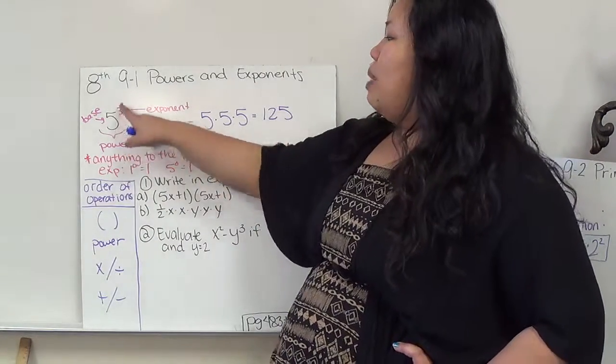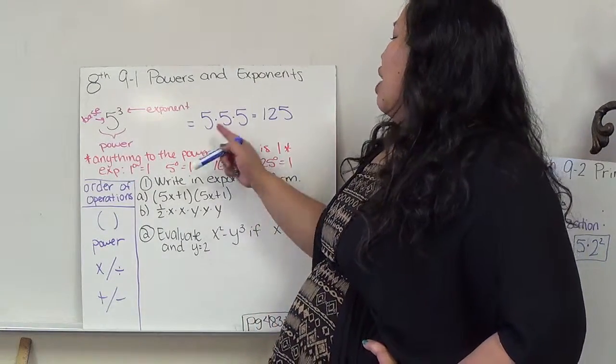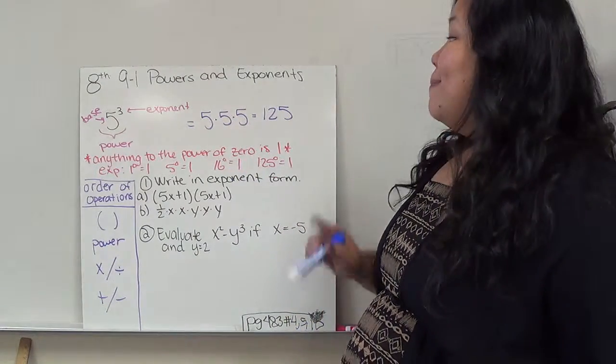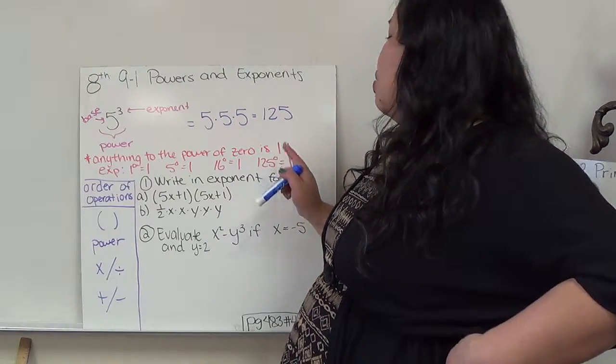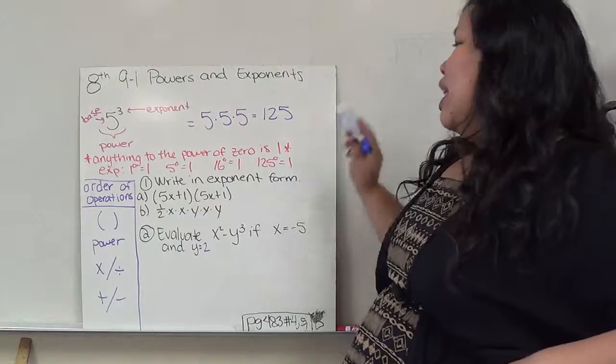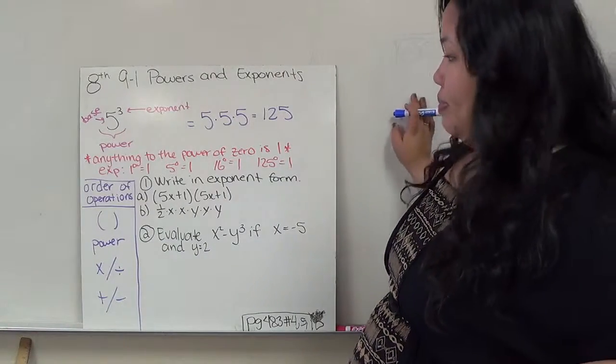So this is 5 to the power of 3. It is 5 times 5 times 5, which gives me 125. Also, anything to the power of 0 is just 1. 1 to the power of 0 is 1. 5 to the power of 0 is 1. 6, anything to the power of 0 is 1.